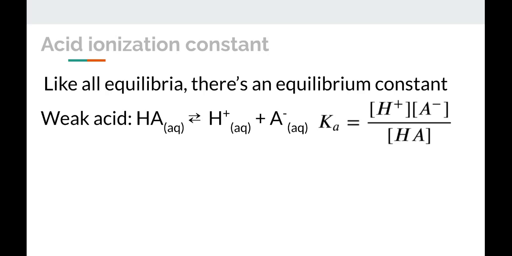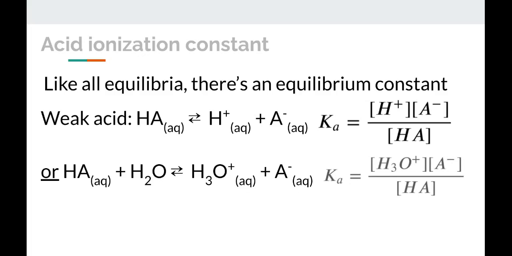And in the denominator, you're going to have the concentration of HA at equilibrium. And in the numerator, you're going to have the concentrations of H+ ion and A- ion. Or if you think about it with the water becomes hydronium model, it's H3O+ concentration times A- concentration over HA concentration. Very equivalent. You can use these things interchangeably. H+ just basically means H3O+ concentration.